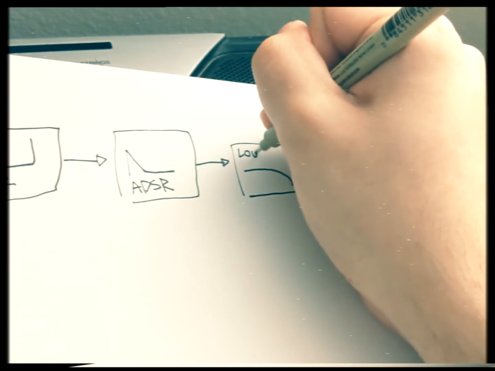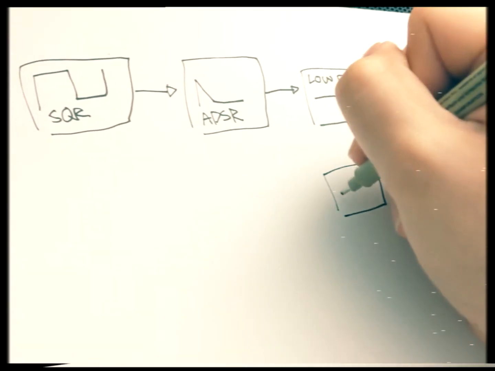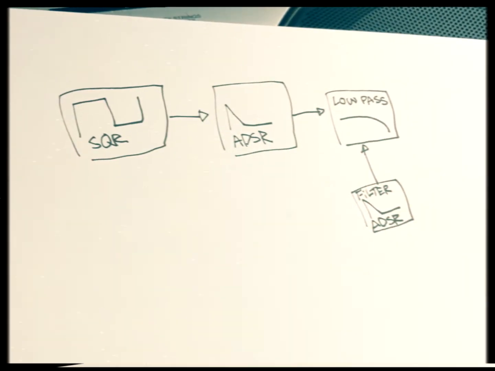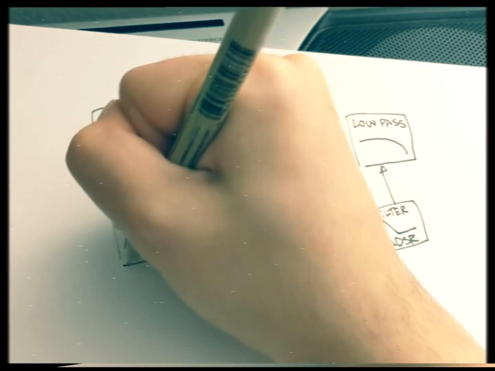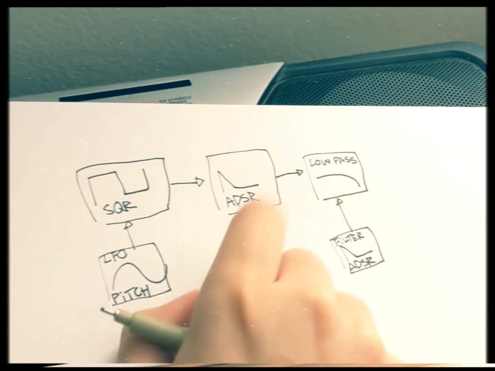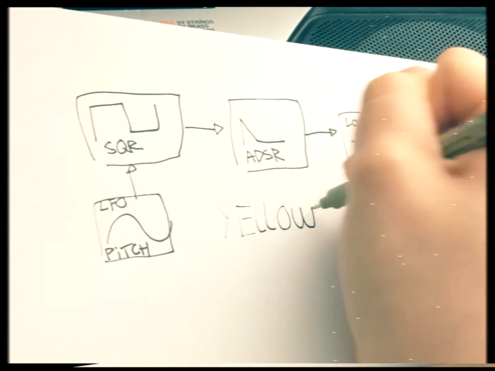Then I want to mirror that same amplitude envelope onto a low-pass filter envelope, building that kind of plucky sound we're going for. And finally, I'll add just a little LFO onto the pitch, just like we did for cyan. Next Sunday, we put all these sounds together.